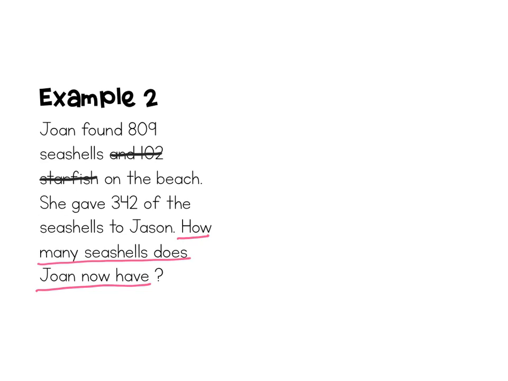Now I know that Joan had 809 seashells to start with, and then she gave 342 of them to Jason. Well, if she gave 342 of them away, I'm not going to add 342 because she didn't receive them. She gave them, so I'm going to subtract 342 from 809.